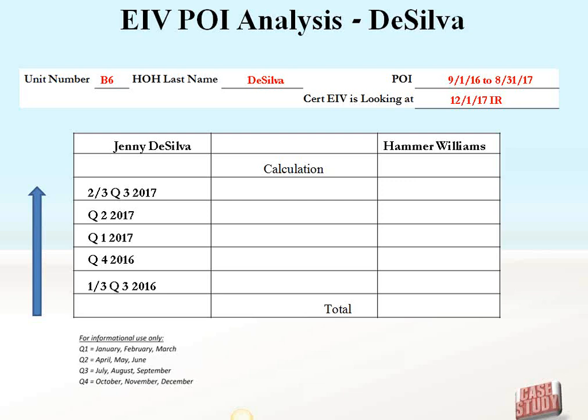All right. So for every income source, we're going to write our quarterly range on a table bottom up. So here's our quarterly range: 1/3 quarter 3, all the way up to 2/3 quarter 3. And the very first income source that we're going to pay attention to is Hammer Williams. So our very first table is going to be for Hammer Williams. So go ahead and write that quarterly range bottom up on that top table and put your income source as Hammer Williams.